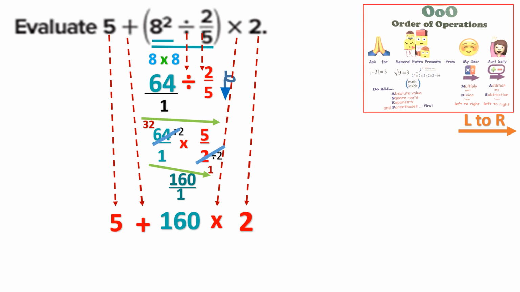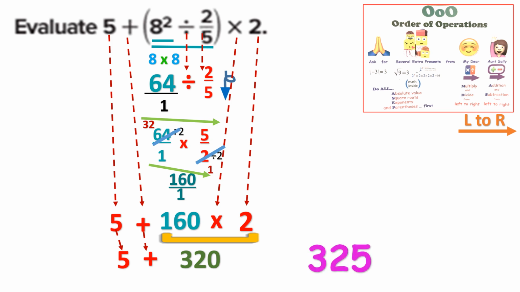And now I have to go back to my order of operations. Multiply and divide from left to right. So I have to do my 160 times 2. And as we saw earlier, if I change the process, if I do it in the wrong order, I will not get the correct answer. So I want to make sure that I do it in the right order. 160 times 2 is 320. I bring down my addition of 5. Notice I'm rebuilding my math problem each and every time. 5 plus 320 gives me 325 as my final answer.